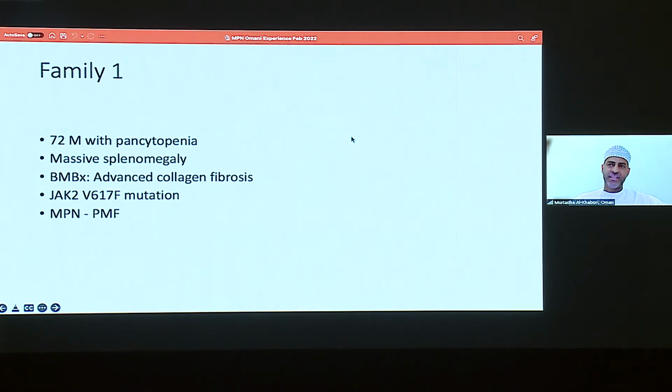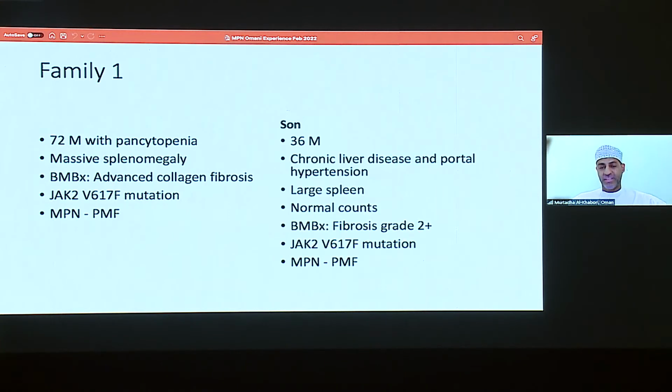Unfortunately, he had significant pancytopenia. We could not start him on ruxolitinib. That was maybe a few years ago. And he underwent splenectomy. He had a complication of major bleeding after splenectomy, and unfortunately died of sepsis a few days after splenectomy. Now, a few years after that, I got a referral from a hepatologist.